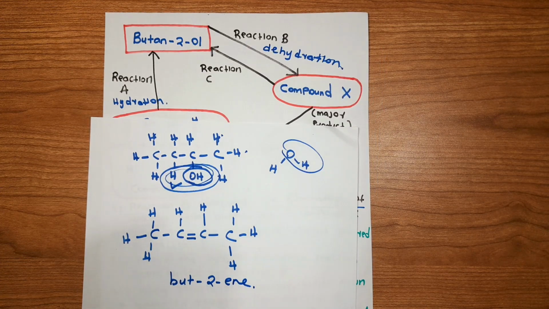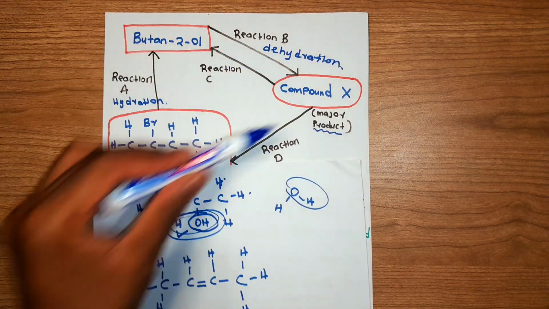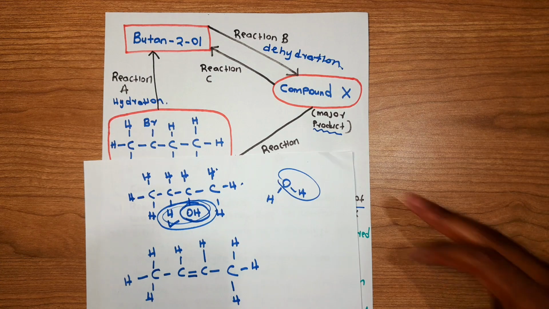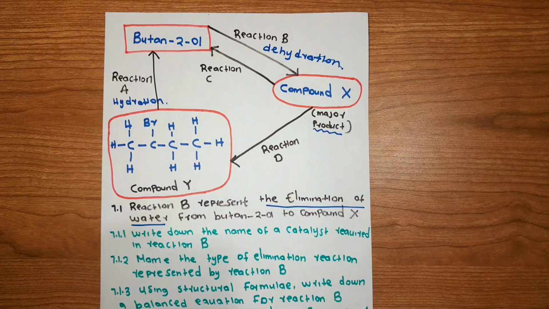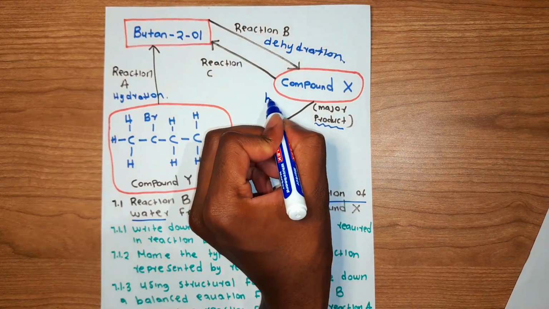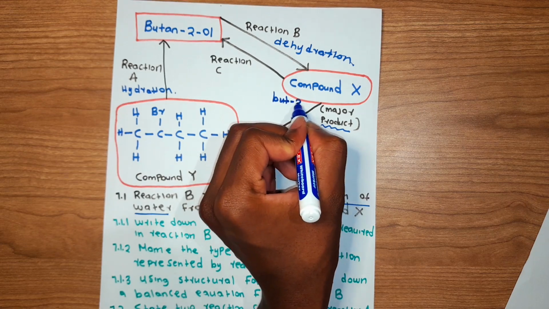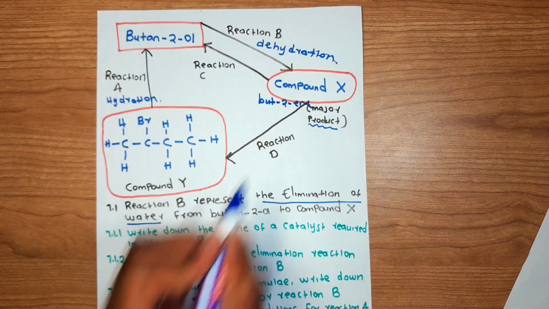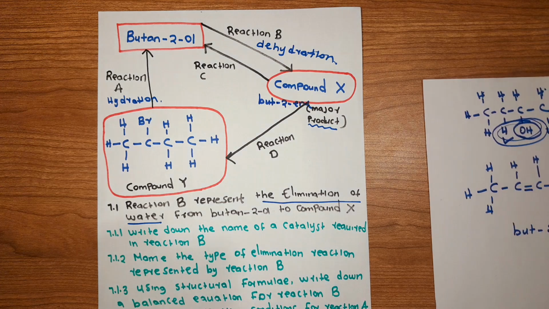I don't want to teach you how to do IUPAC names. I have covered the video of how you do IUPAC names. You can check it as you browse my TikTok account. So I don't want to deal with it now. I'm just teaching you how to answer this type of question. So now you know that compound X is butene.